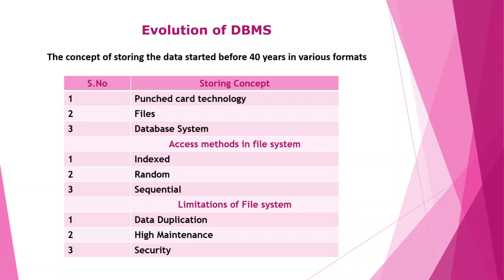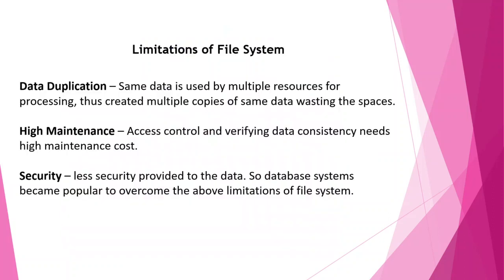In file system, we have three access methods, how the information is accessed: indexed, random, sequential. These are the three access methods used in file system. We'll be learning about that. Next, this file system has some limitations. What are the limitations of file system? Data duplication, high maintenance, security. Let us see in detail about the limitations of file system.